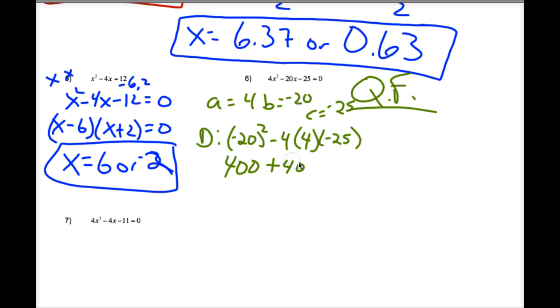400 plus 400. Did anybody get the discriminant to be 800? Yeah. So we know there's 2 real solutions. Let's find them. X equals 20 plus or minus the square root of 800 all over 8.